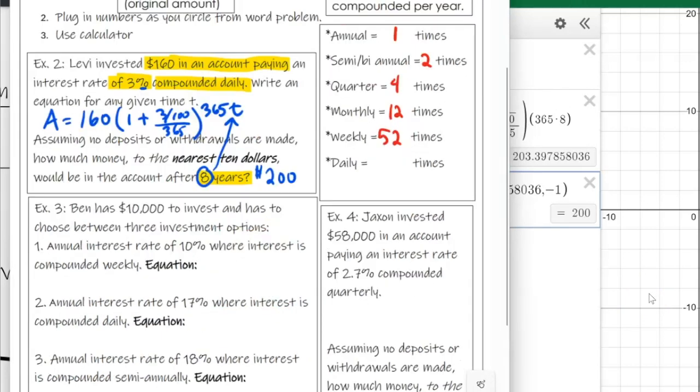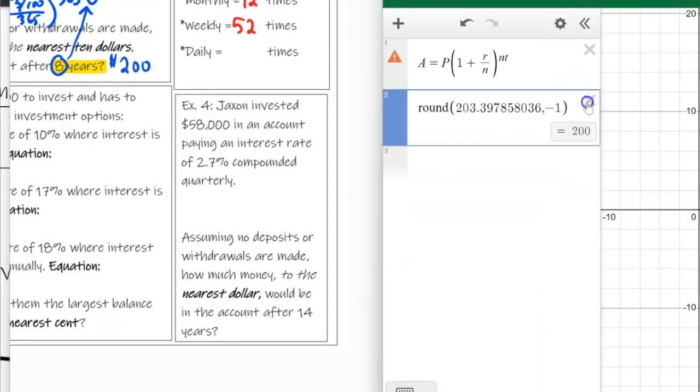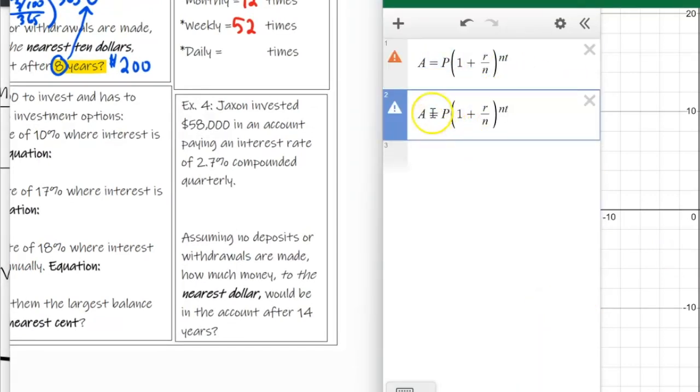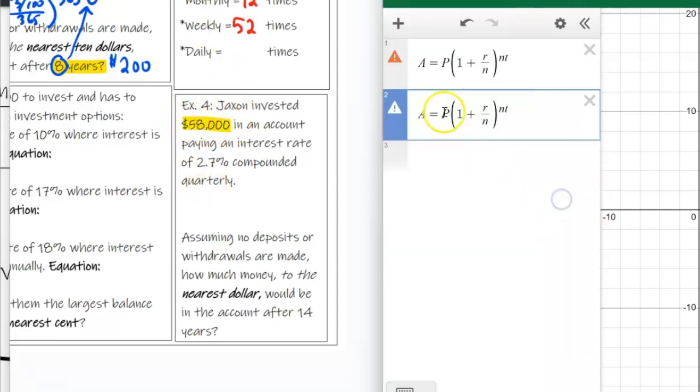Okay. All right. I'm going to do another example. And again, I'm going to start off with my formula. Copy it twice. Then we're going to go ahead. Jackson invested $58,000. What is that? That is my initial amount. So I'm putting $58,000 into the account.